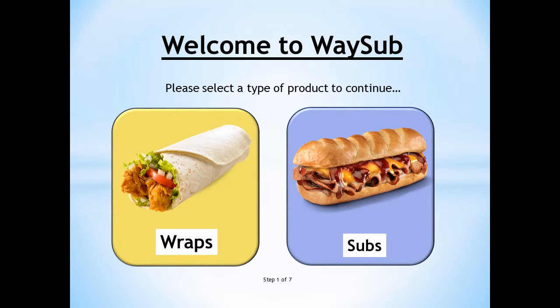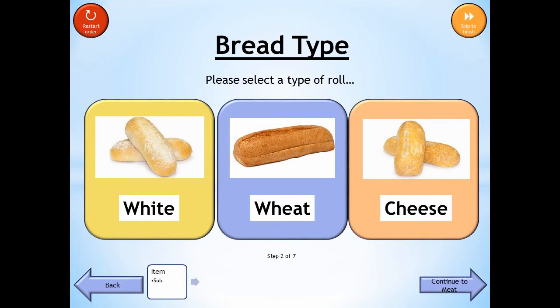This is John Marty, and I'm going to run through the high-fidelity prototype for the WaySub kiosk. Here's the opening screen we have for customers. They can choose what type of product they want, either a wrap or a sub. We're going through the run-through of sub options right now.